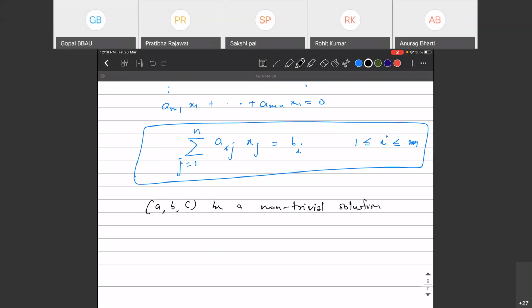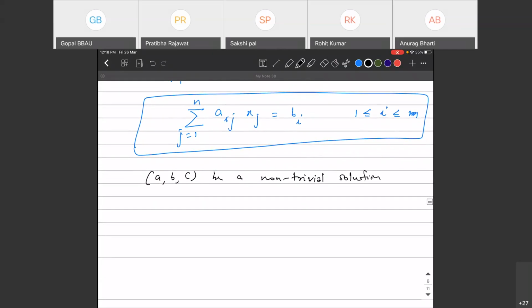Okay. So suppose we are taking only one equation here: a1x1 + a2x2 + a3x3 = 0. So we are in three variables and we have only one equation. One linear equation in three variables. Correct? Let there be a non-trivial solution of this. So what can we say?